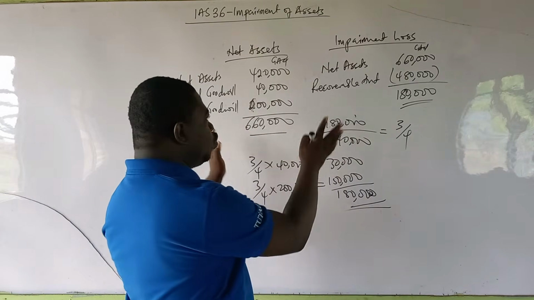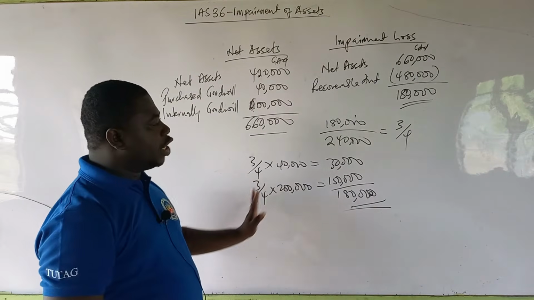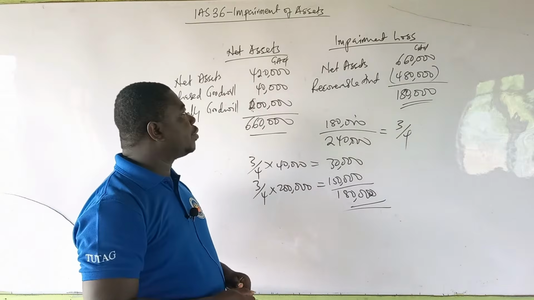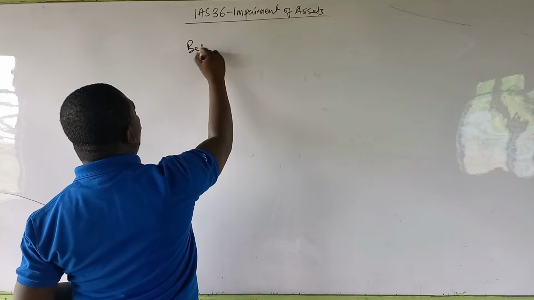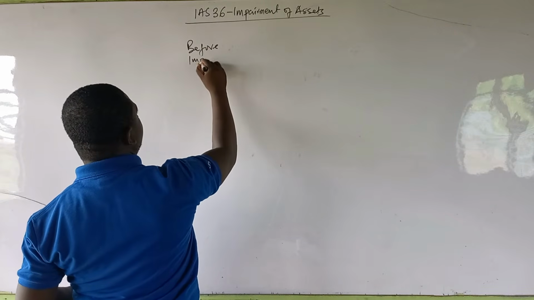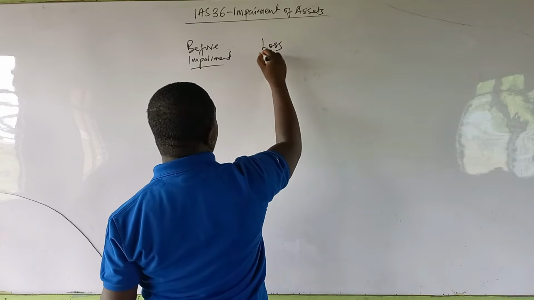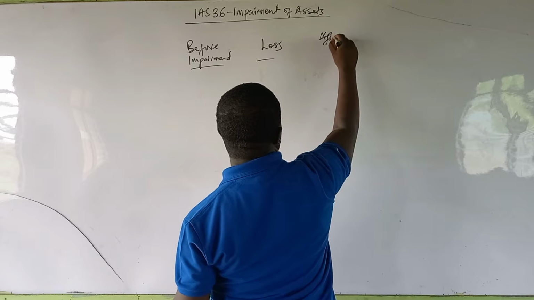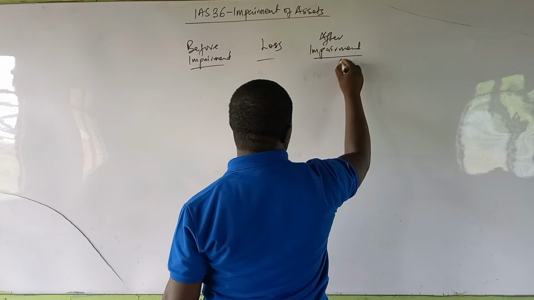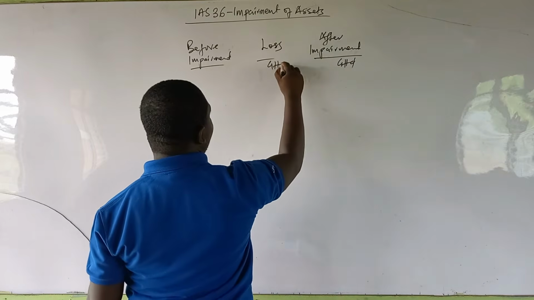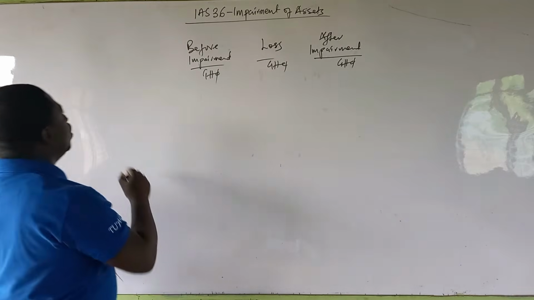And so I'm going to present this properly and then show you how this allocation will be done. Okay, so this is what we are going to do. I'm going to say before impairment. I'm trying to present it in a nice way. Then I'll say loss. Then I'll say after impairment loss. So let me show my currency sign for each of them. Now look at how I'm going to do this allocation.